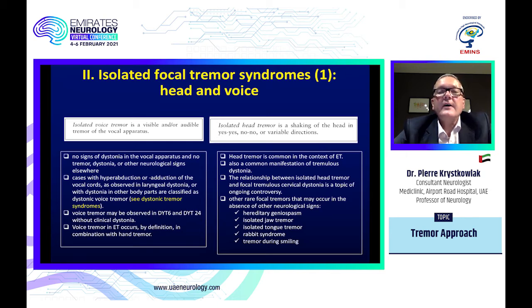You can also find in this section other rare focal tremors that may occur in the absence of other neurological signs, like isolated jaw tremors, the hereditary geniospasm, or the Rabbit syndrome, for example.